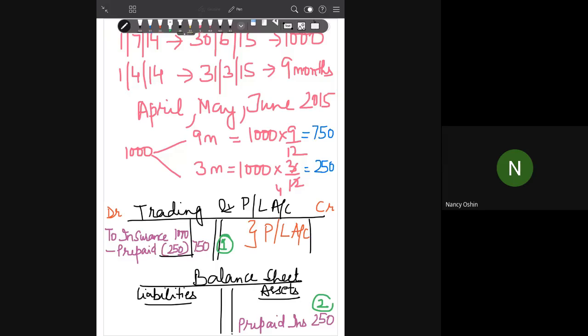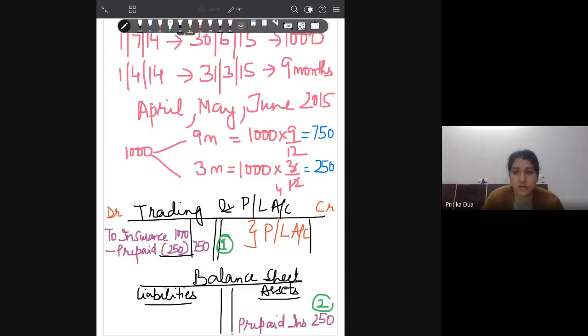Ma'am, in the profit and loss account, can we directly show the insurance as 750? You can show it, but the method is to show the complete calculation also. आप 750 भी शो कर सकते हो, बट बेटर होता है कि आप उसकी ट्रीटमेंट कैसे आप 750 पे आए वो शो करो माइनस प्रीपेड करके.